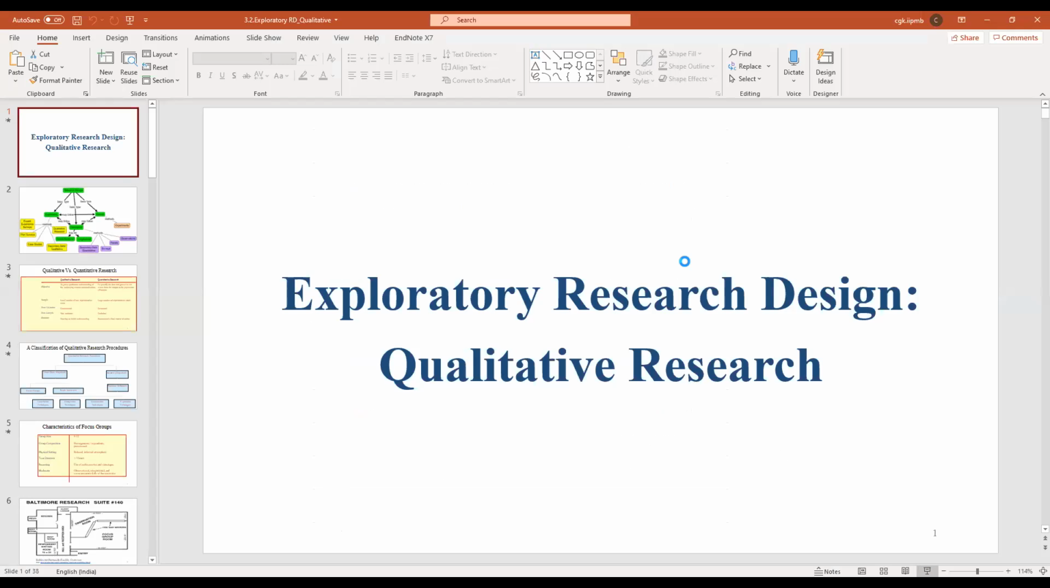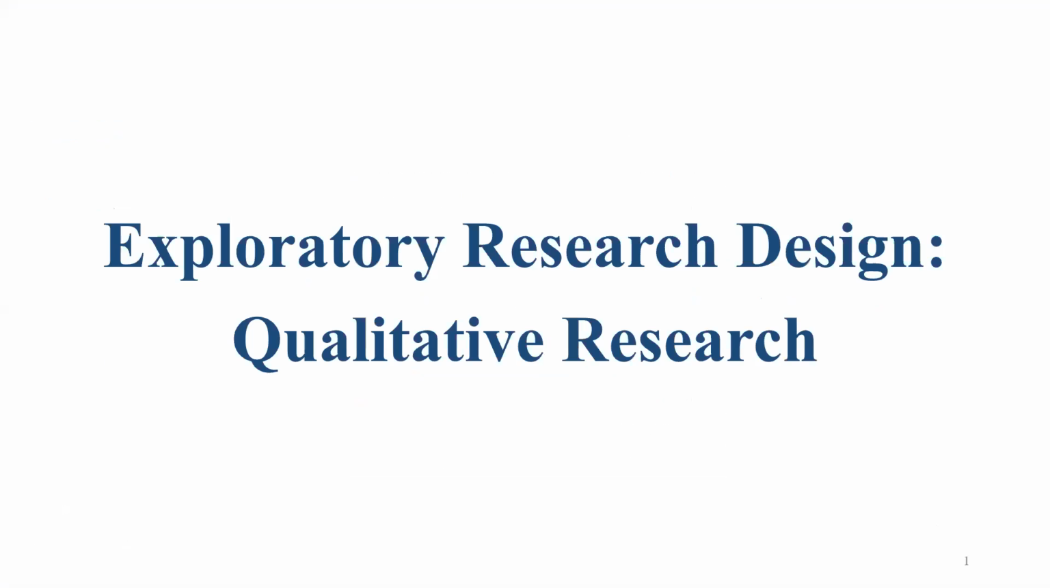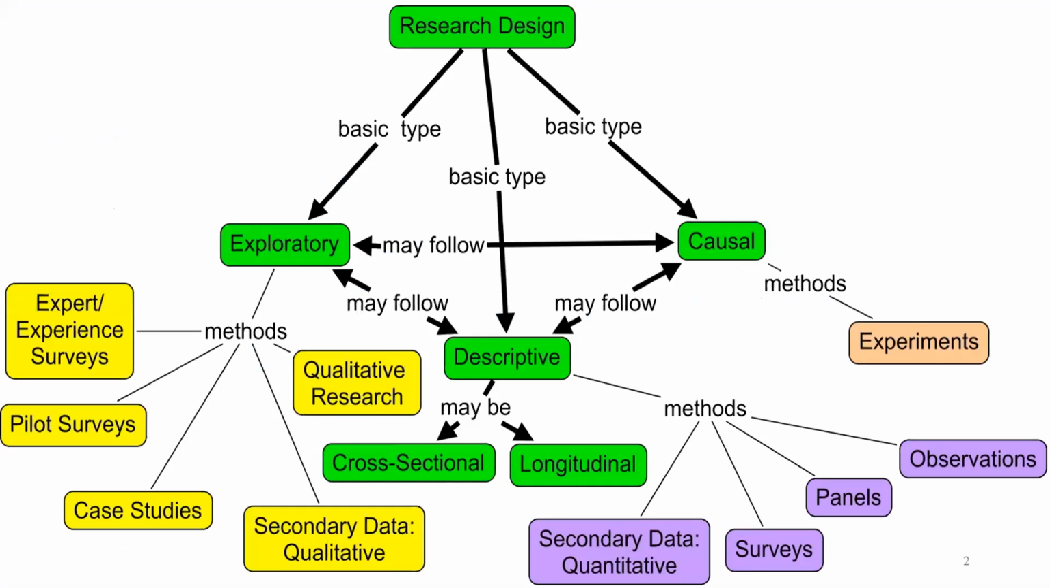So there are two types of research. One is exploratory research, another one is which one? Research design. Exploratory research, another one is conclusive research. In conclusive research there are two types. What are the two types?